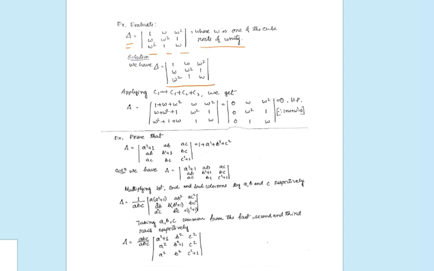Now here we will use the column transformation. The first column we will write as column 1 plus column 2 plus column 3. So this is equal to 1 plus omega plus omega square, 1 plus omega plus omega square, 1 plus omega plus omega square. The second column is omega, omega square, 1. Then the third column is omega square, 1, omega, and the other columns we will write as they are.